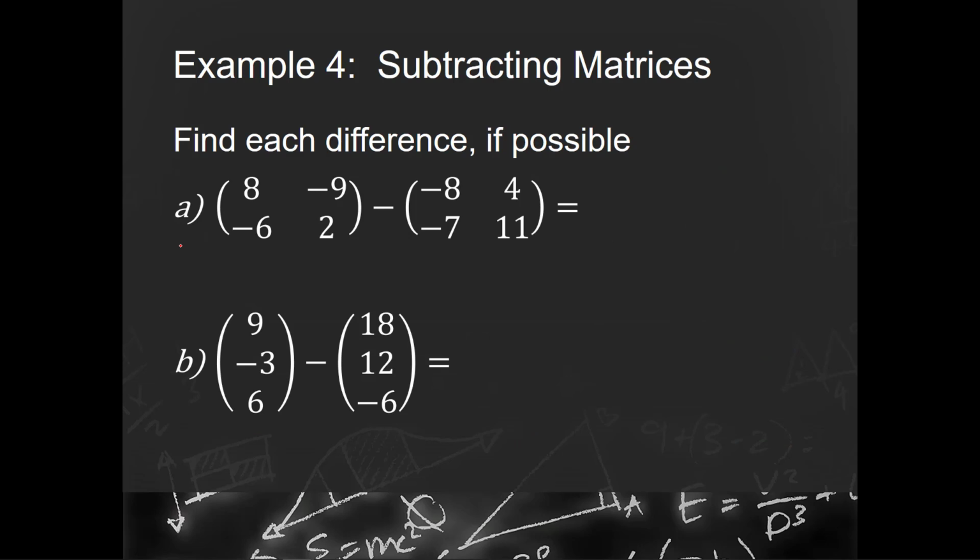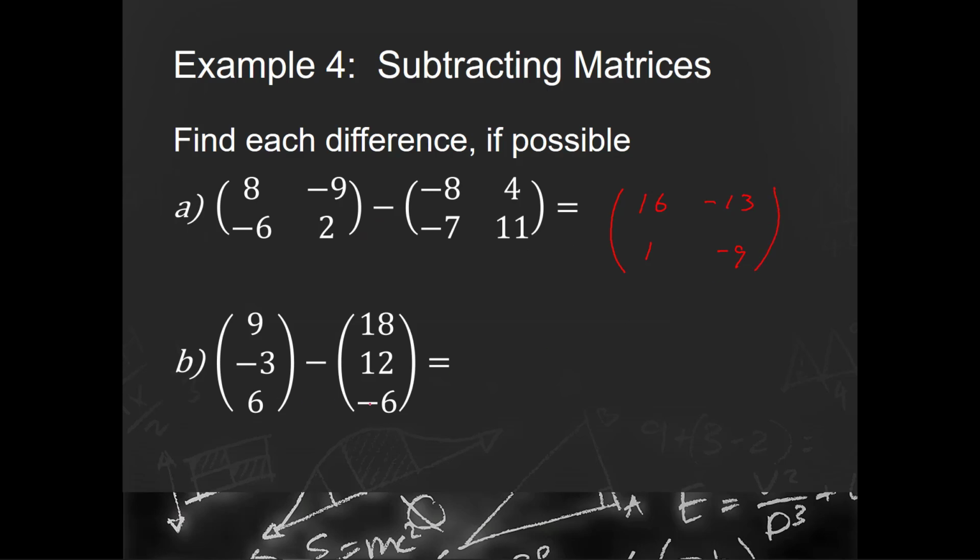For this example, we want to subtract our matrices, and once again, we just do the subtraction element by element. Here we have 8 minus negative 8, that will be 16. Negative 9 minus 4 is going to be negative 13. Negative 6 minus negative 7, that's going to be negative 6 plus 7, or 1. And then 2 minus 11 is going to be negative 9.